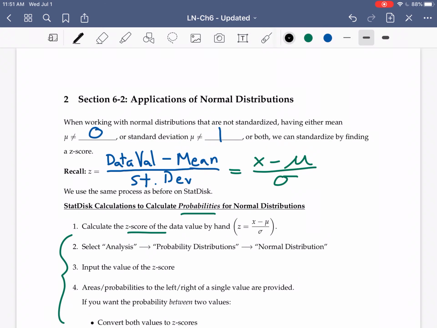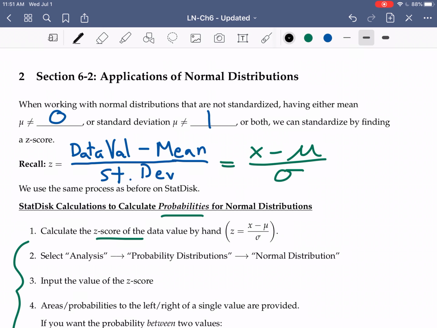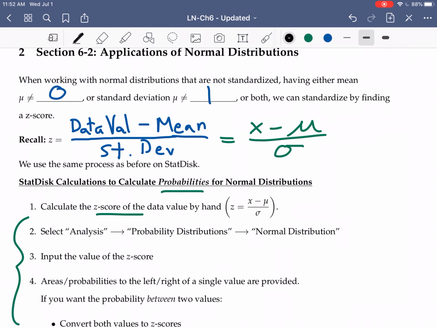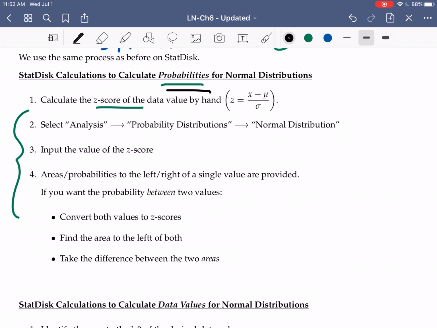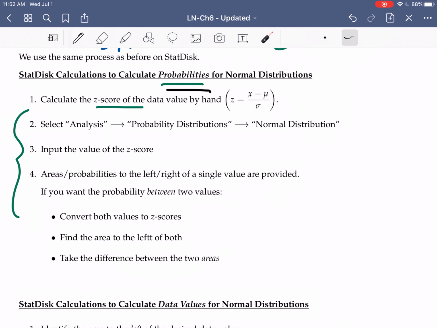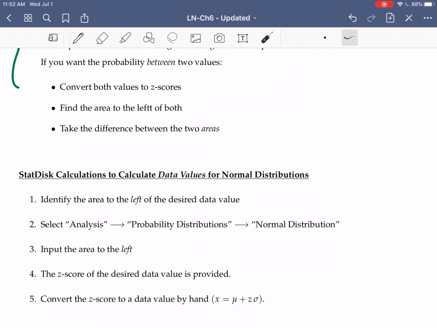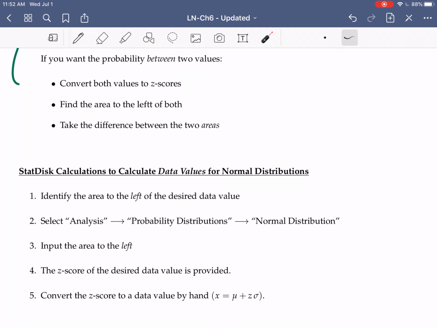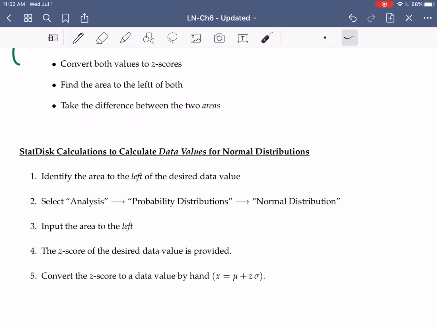In this video, we're going to continue to take a look at applications of normal distributions. However, this time, instead of trying to calculate probabilities that are associated with normal distributions, we're going to go the other direction. What I mean by that is we are going to start with probabilities, and we're going to try to calculate data values. We're going to use StatDisk, which is associated with the Triola series, which is the textbook that we're using.